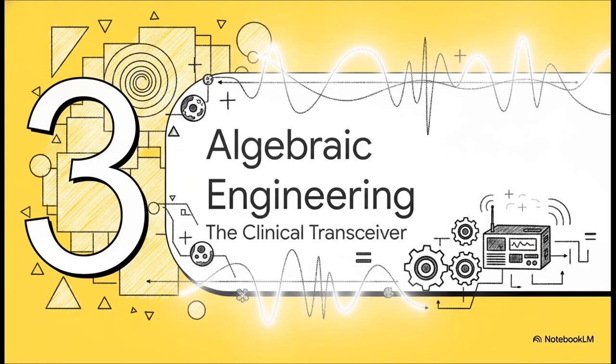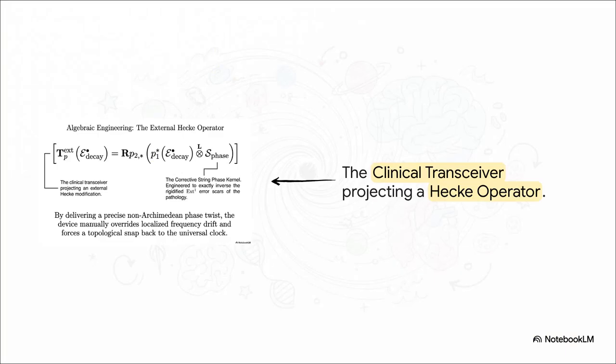Moving on to Section 3, algebraic engineering, the clinical transceiver. Now, if disease is fundamentally a mathematical frequency drift, then the proposed solution can't just be biochemical, right? It has to be active algebraic engineering. We basically need to manually correct the math. So the intervention they propose is a clinical transceiver. This device doesn't just cut tissue or deliver drugs. Instead, it projects something called an external Hecke operator.